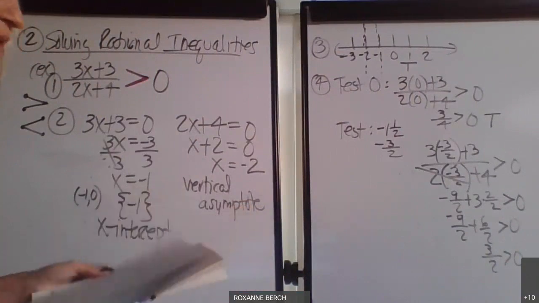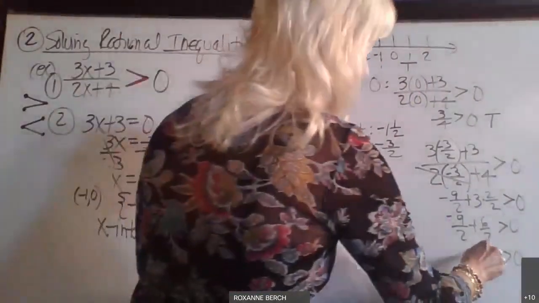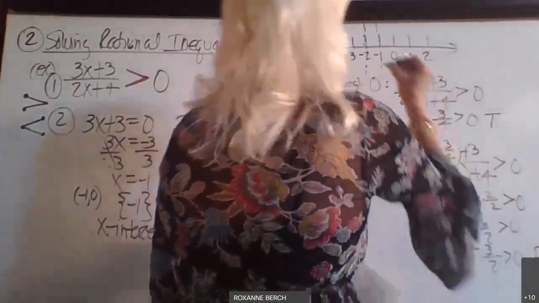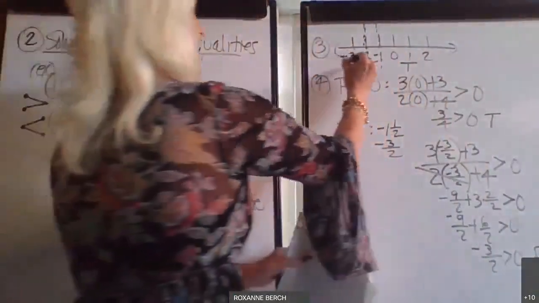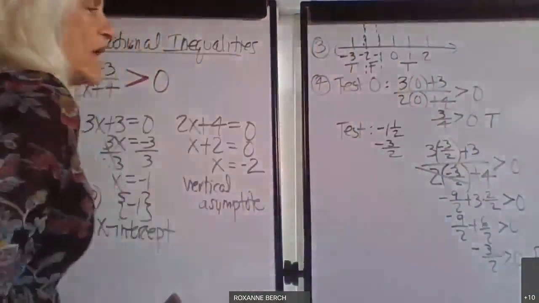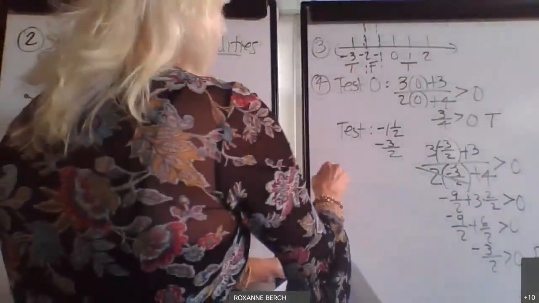Hold on a second. Oh, it should be -3/2. So that's false. So this fraction in there is false. And I'm going to assume that's going to be true. I'll test it real quick.